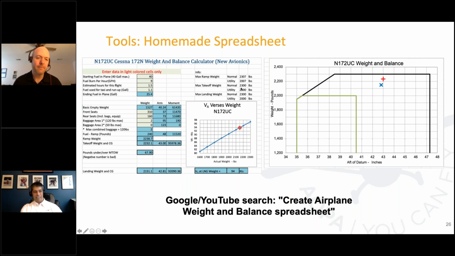Yeah, and especially if you know these things here, because if you had maybe two airplanes, you put all your weights here, and then you could just select which one you're going to use, and you don't have to type it in. And so that way there's no number errors.